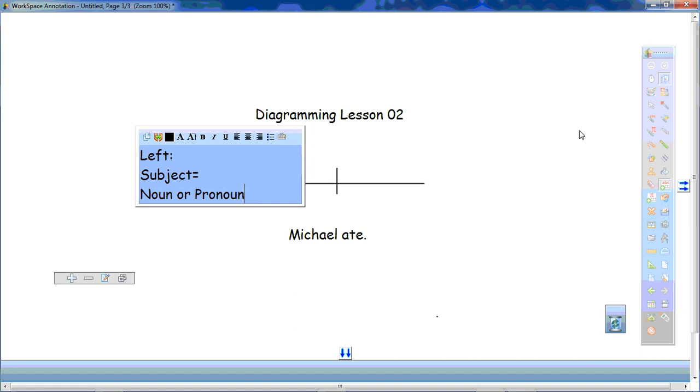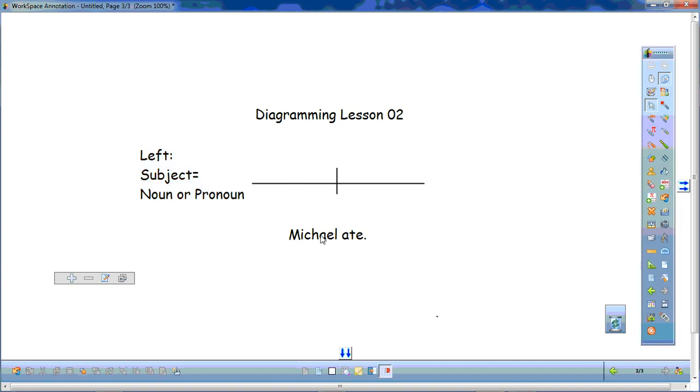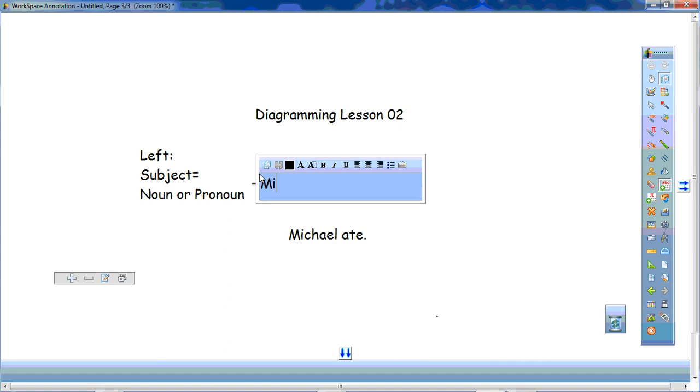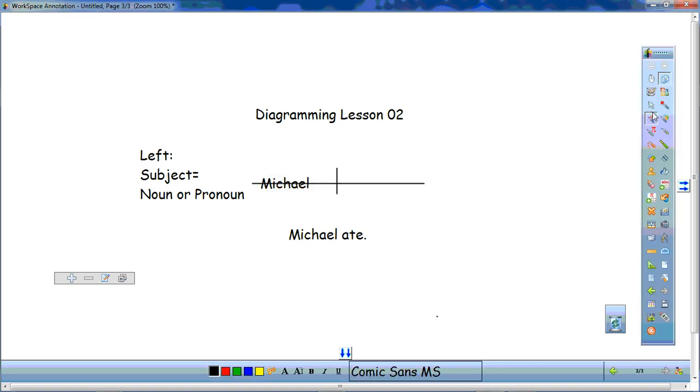So we need to find the noun or the pronoun in this sentence. And in this sentence, there are only two words, and only one of them can be a person, place, thing, quality, or idea, and that's Michael. So we're going to type in Michael, and we're going to move him a little bit so that he's up where he belongs, because we need everything to be on top. There we go.